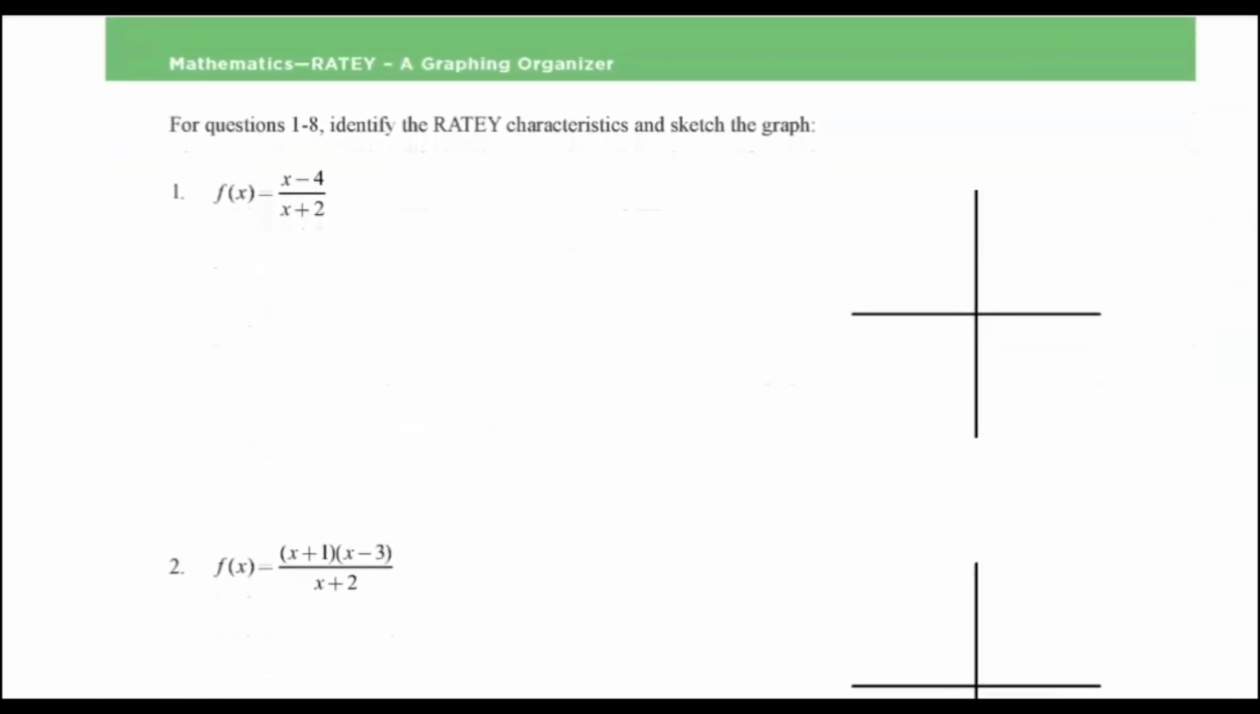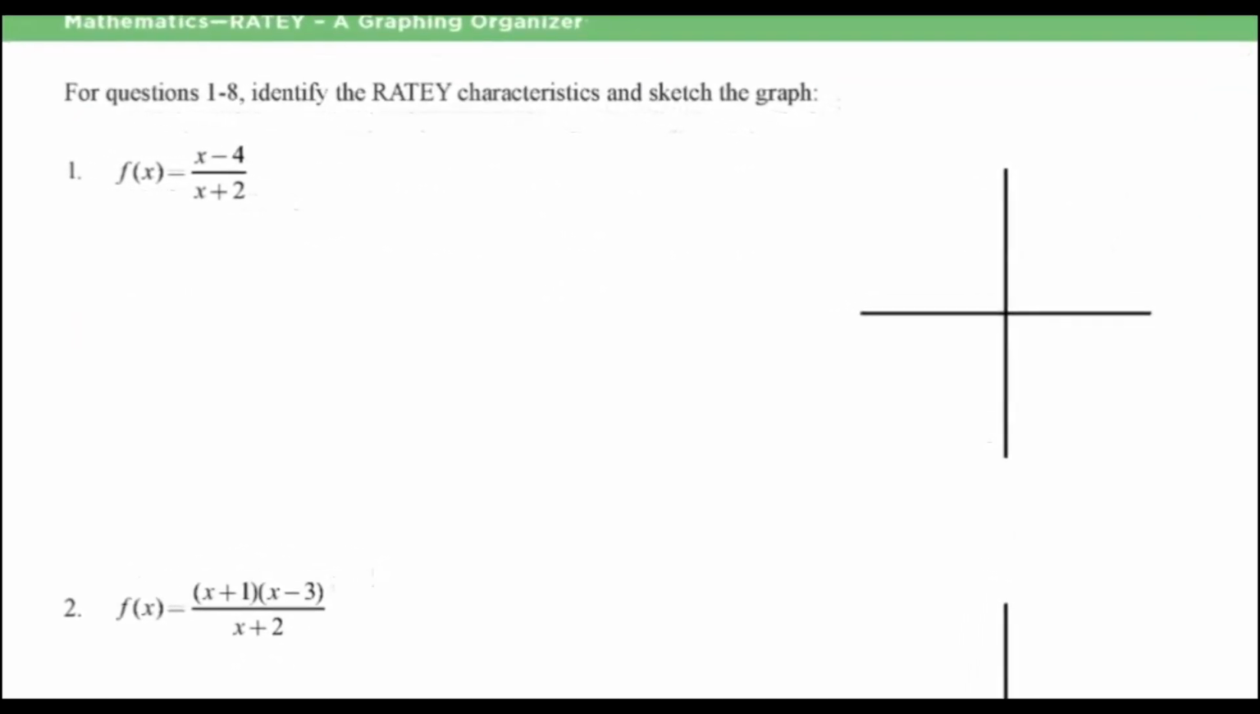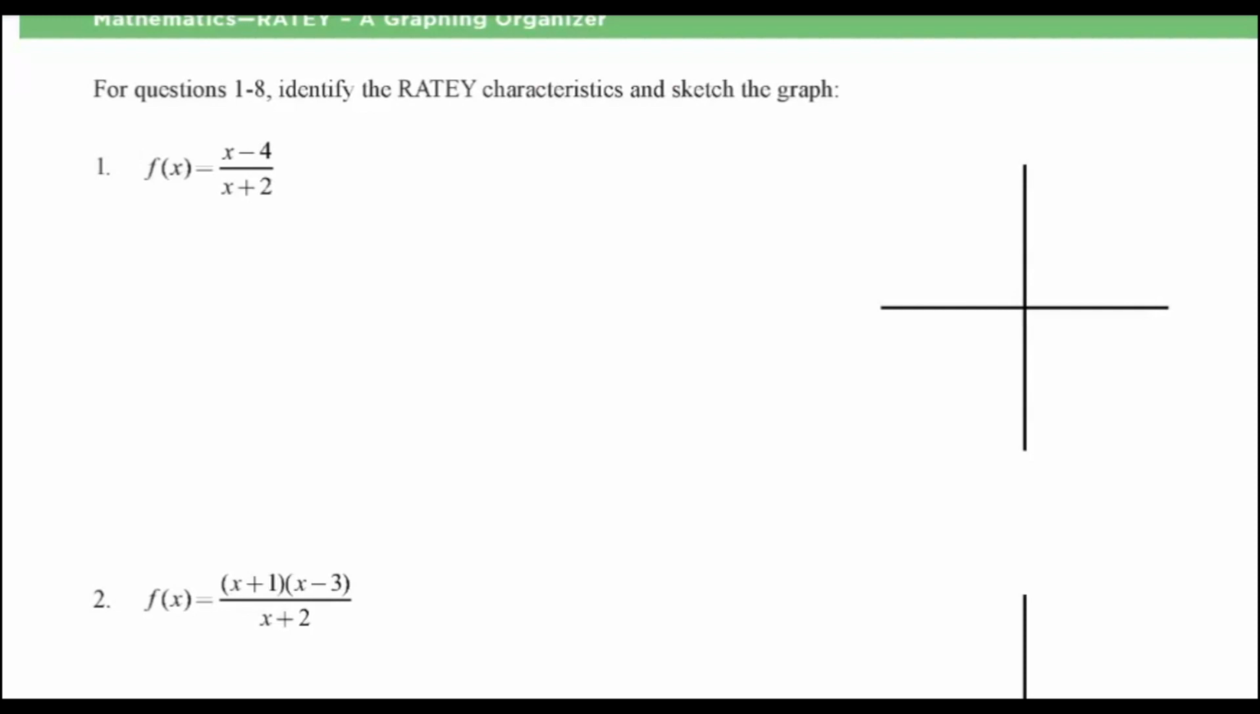Let's do problem number 1. When we do problem number 1, we look at the function first, and if there's any factoring to do, we need to factor it. Well, there is no more factoring to do to x minus 4 over x plus 2, so we're ready to start with our Ratey.